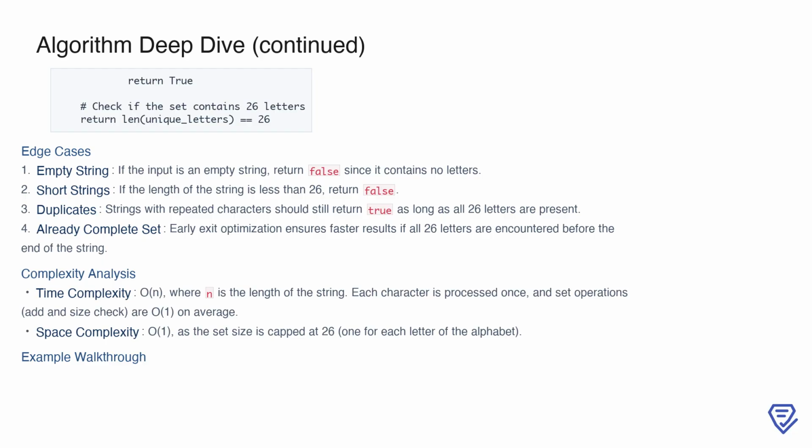In terms of complexity, the algorithm is very efficient. The time complexity is O(n), where n is the length of the string, as we process each character only once, and set operations like adding elements and checking the size are O(1) on average. The space complexity is O(1), because the set size is capped at 26, regardless of the string length. This makes the solution both time efficient and space efficient.